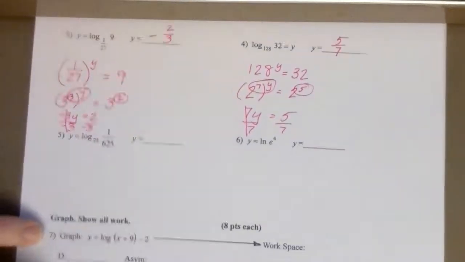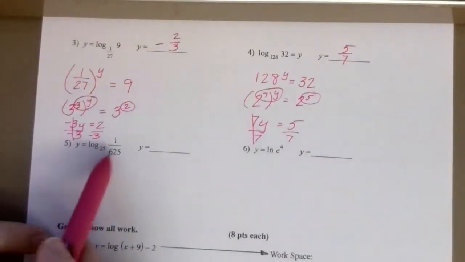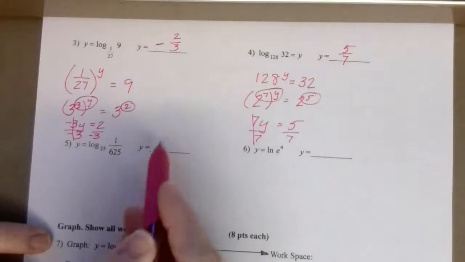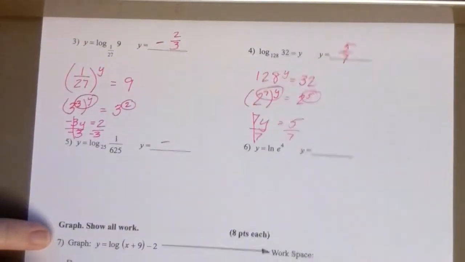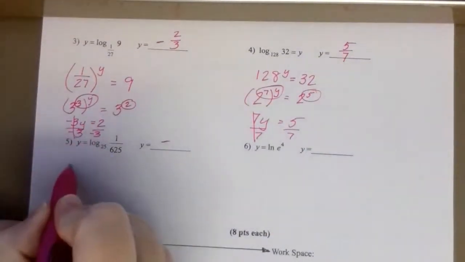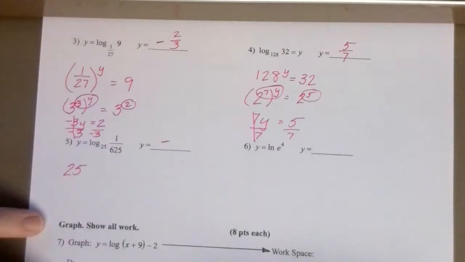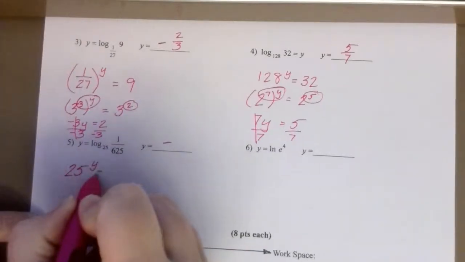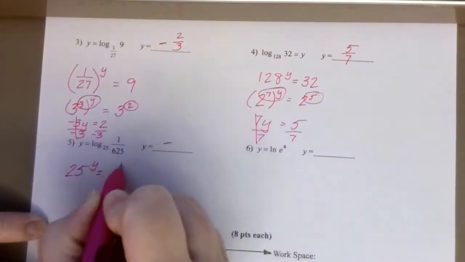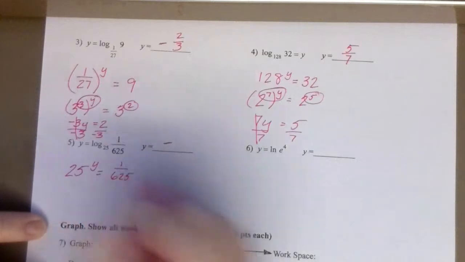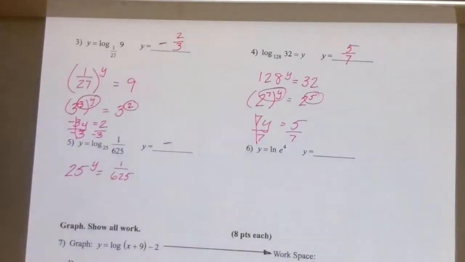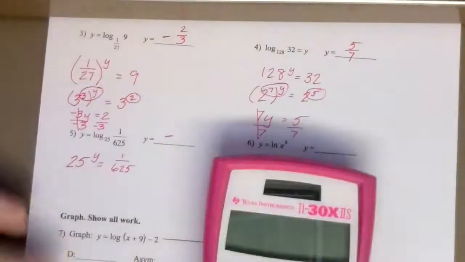Okay. Moving on. I have a nice number to a fraction. Do you see that? Which means this is going to be a negative. What's my base? 25 to the what power? y equals 1 over 625. Okay? Is 25 squared 625? I'm curious.